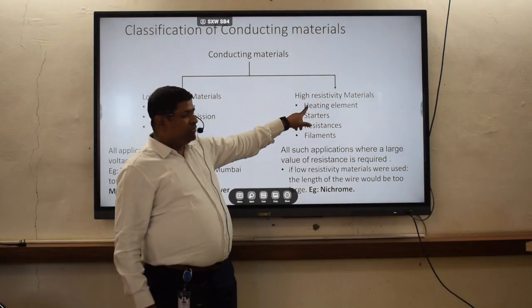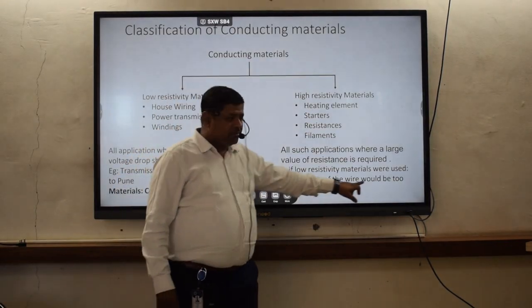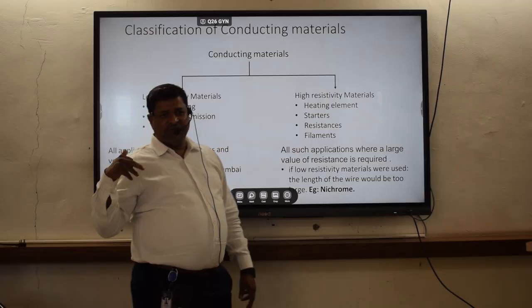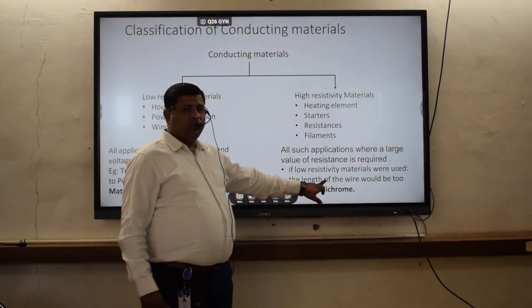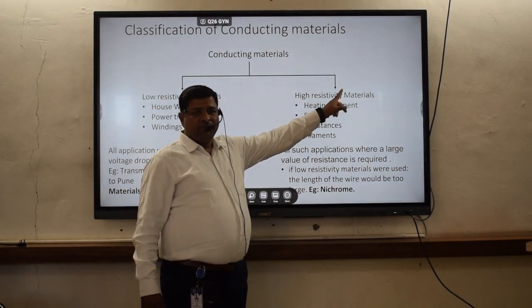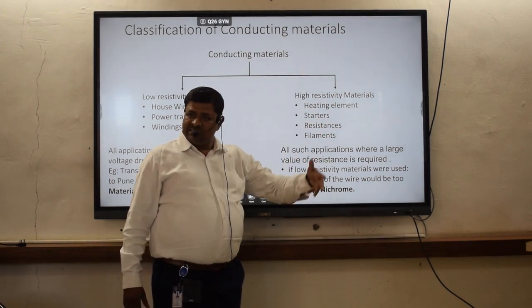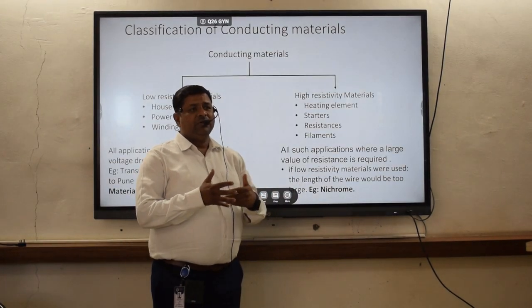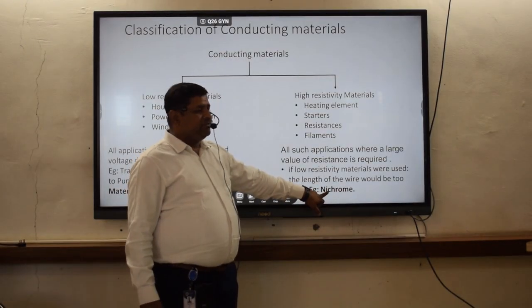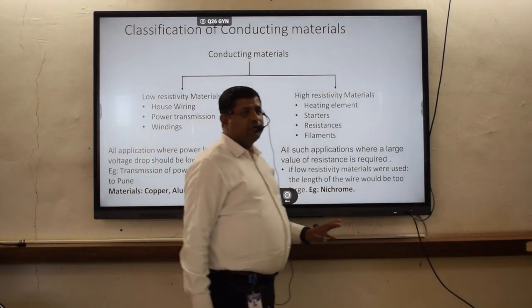But in that case, if we do like that, we need more length of the wire, again as per the definition of resistance. So for high resistivity applications, we have to use a wire that has high resistivity, because the length will be less in that case. An example of such high resistivity materials is nichrome wire.